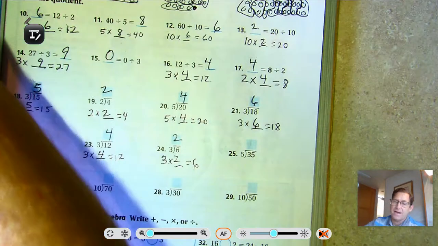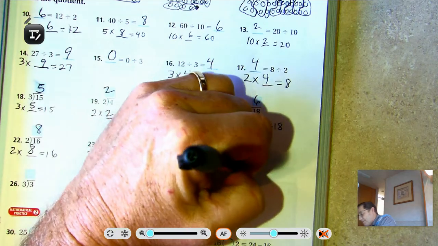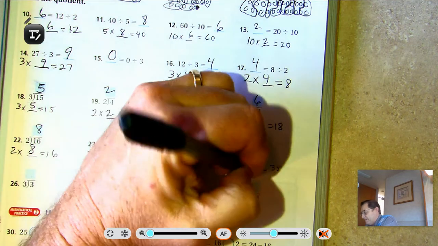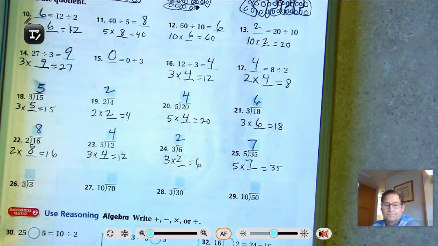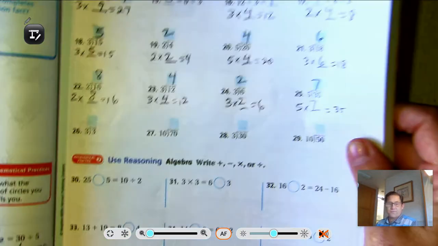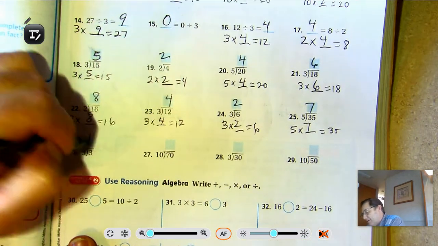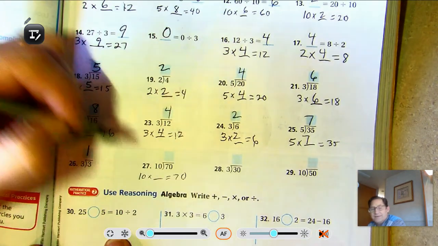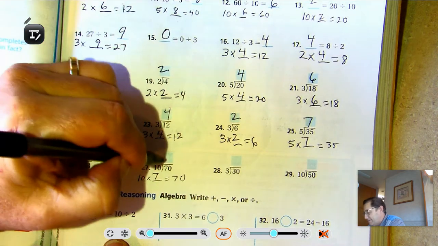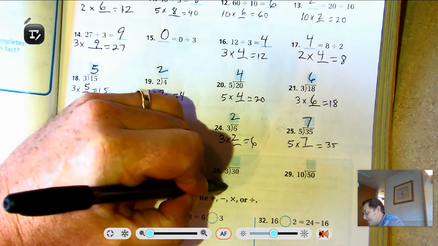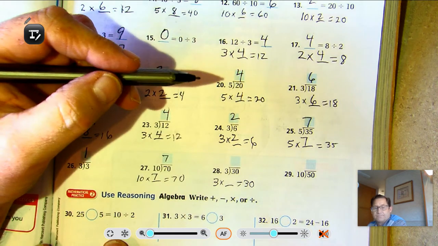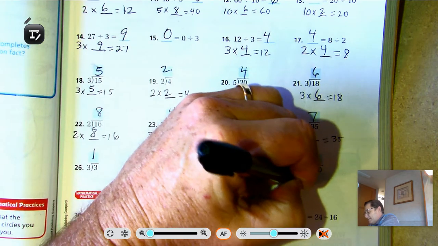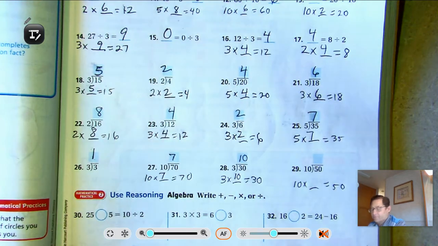35 divided by 5. 5 times what is 35? 7. 3 divided by 3. We know that any number divided by itself has to be 1. 10 times what is 70? 7. 7 tens is 70. 3 times what is 30? 10. 3 tens is 30. 10 times what is 50? 5.